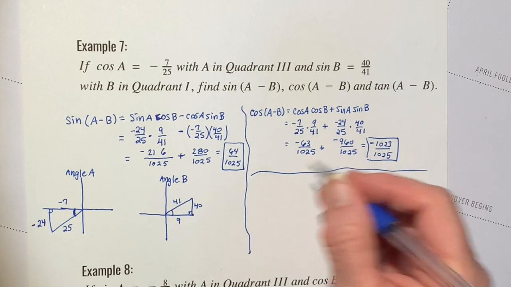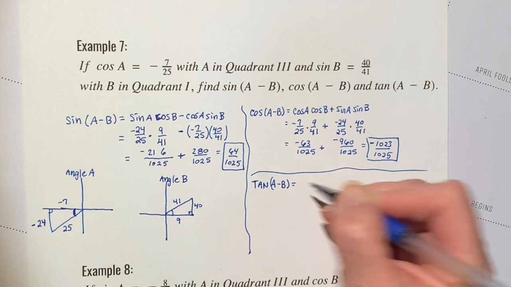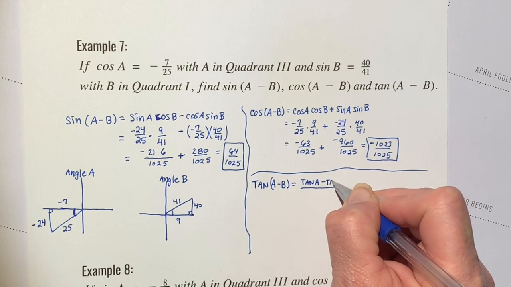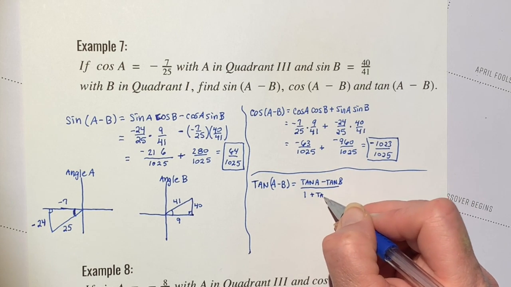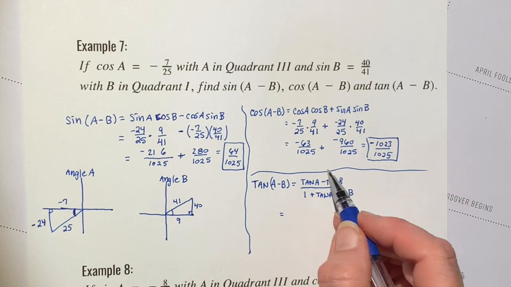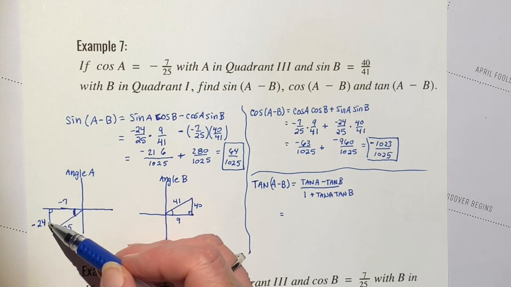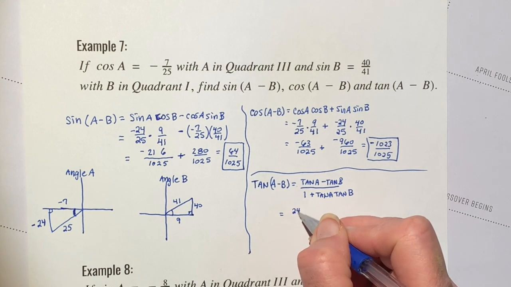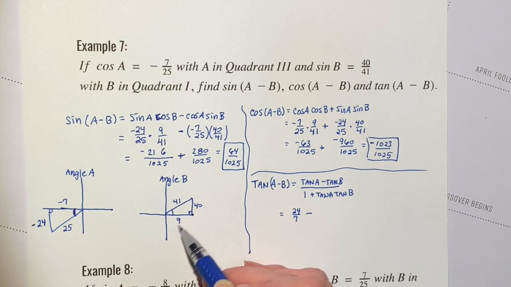All right, and finally, tangent. Again, straight from the tangent formula. So it's the tangent of A minus the tangent of B over 1 plus tangent A times tangent B. All right, well, I'm not given any of these directly. I'm going to have to find them off the triangles here. So the tangent of A, opposite over adjacent, negative 24 over negative 7, which is going to be 24 over 7. All right, minus the tangent of B, opposite over adjacent, 40 over 9.